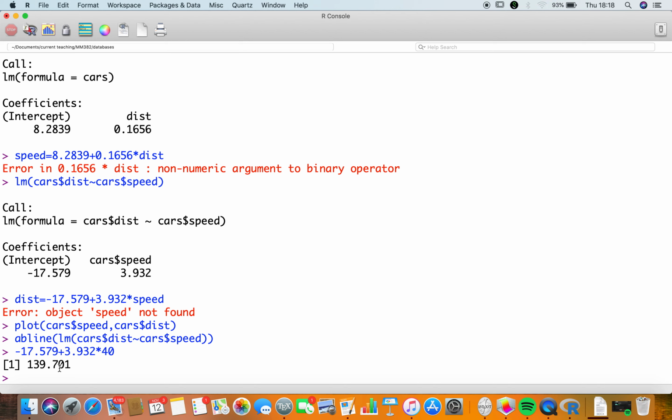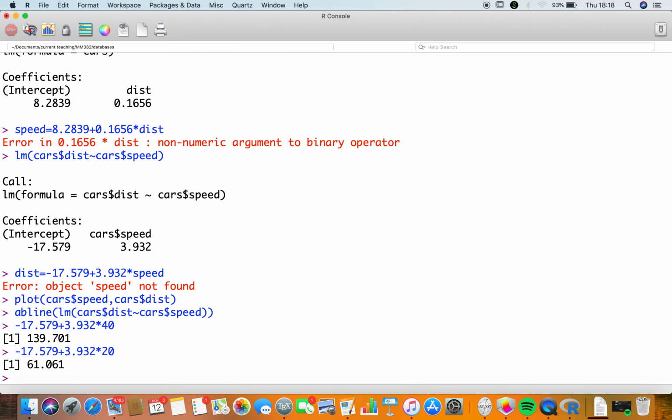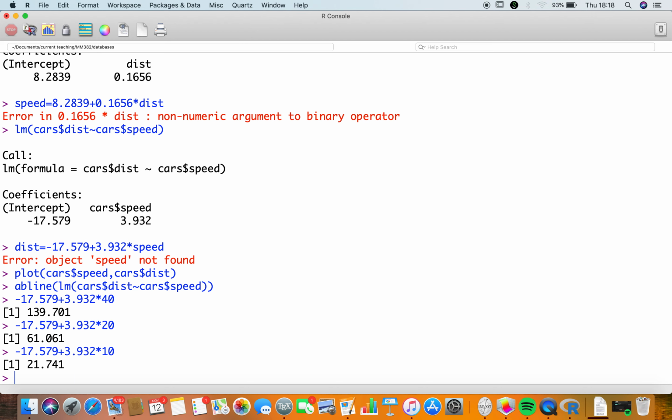Okay. If I was driving along at 20, what would I get? I would get that. Fair enough. If I was driving along at 10, what would I get? I'd get that. Okay. So that's very simple. You replace the speed variable by the value of the variable that you're interested in. 40, 20, and 10. Now here's something very, very important, folks.